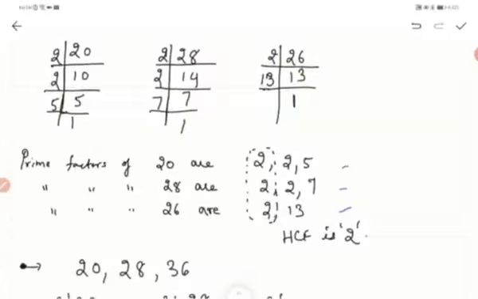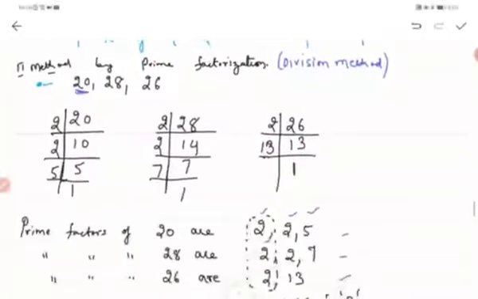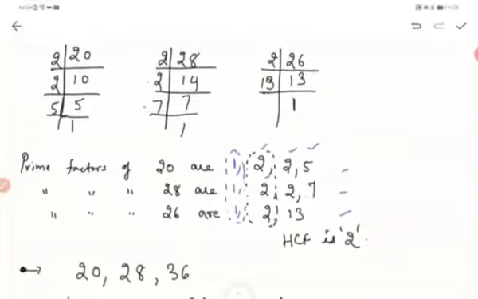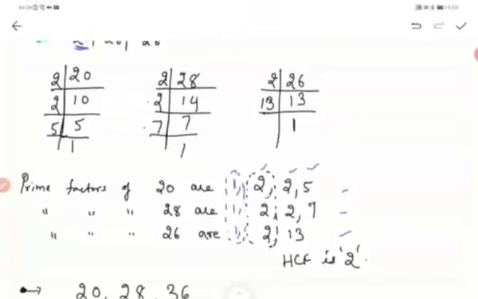For 20 we got prime factors 2, 2, 5. For 28 we got 2, 2, 7. You'll have 1 also; if you want, you can take 1 as well, because 1 will be a common factor for any set of numbers. And for 26 it is 2, 13. So common between all of them are 1 and 2. Between 1 and 2, which is the highest factor? It is 2. So the HCF is 2 for the numbers 20, 28, and 26.